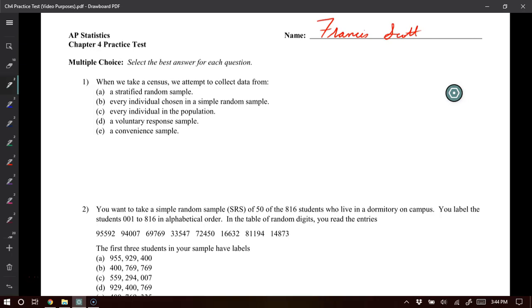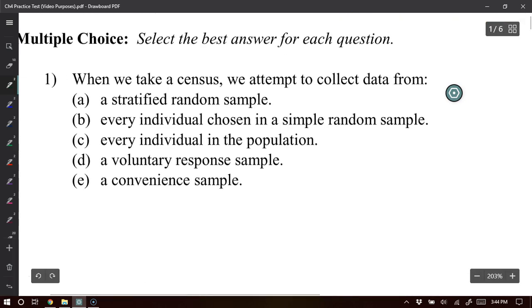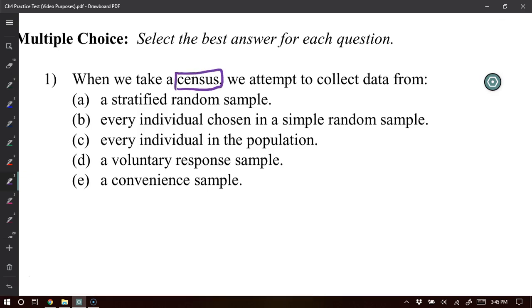In this video, we're going to look at the first 4 multiple choice problems on the Chapter 4 practice test. So let's start with problem 1. When we take a census, we attempt to collect data from either a stratified random sample, every individual chosen in a simple random sample, every individual in the population, a voluntary response, or convenience. So really this is asking us to define what is a census and apply that definition.